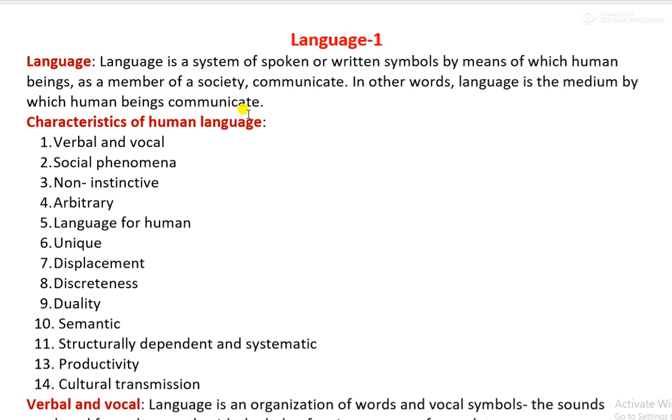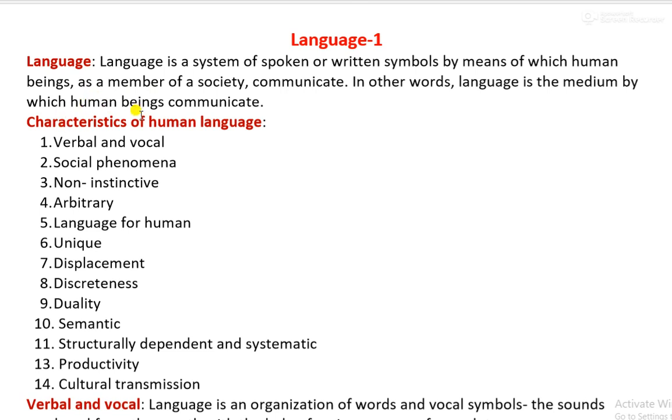Behind the origin of language is nothing but communication among human beings. A human being, to express himself or herself or to communicate with others, must need a language as a medium. So, we see language is introduced. Behind the origin of language is nothing but communication. So, the main point here is language is a medium of communication.